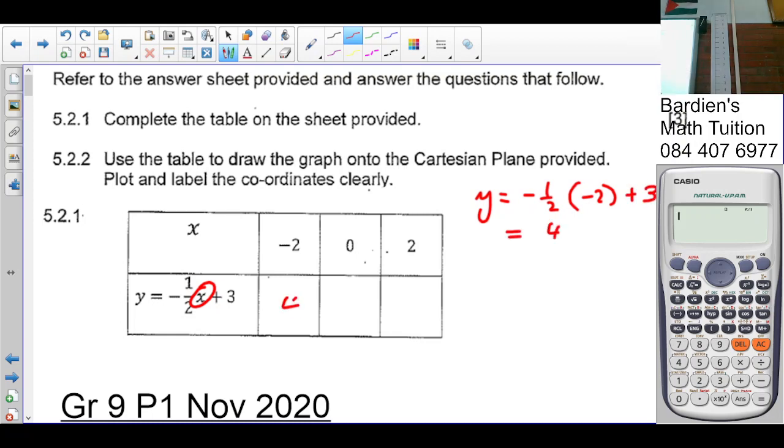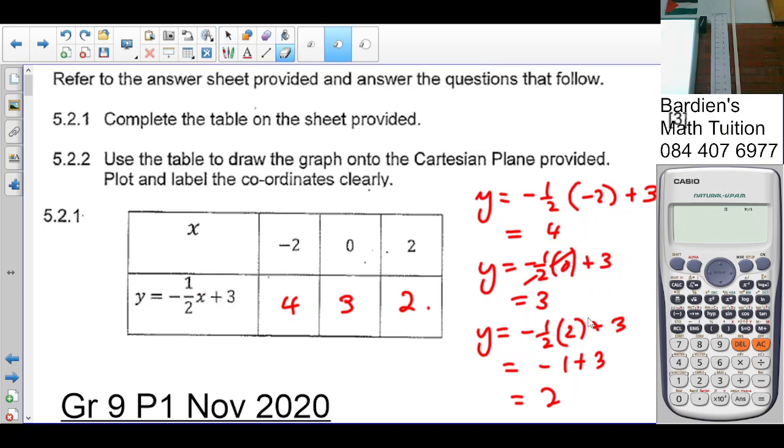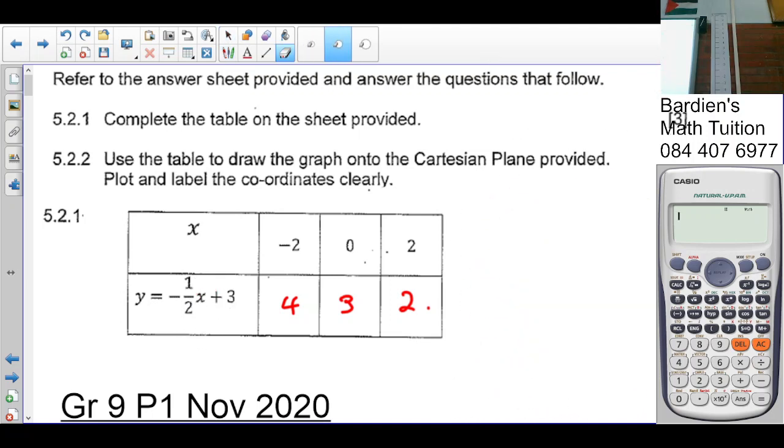Not so? Then you go y is equal to minus a half times 0 plus 3. That's 0, so that gives me an answer of 3. You got 2. So y is equal to minus a half times 2 plus 3, which is negative 1 plus 3, which is? Okay. That's easy, no? Sorry that the sums are so easy. I know many of you are looking for that challenging questions. Not you guys.